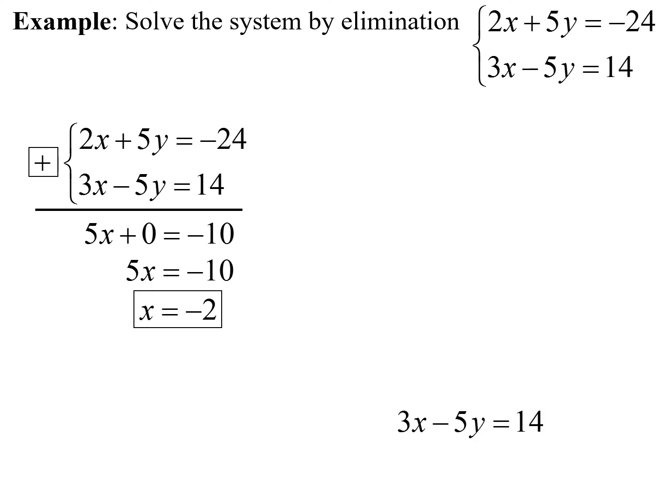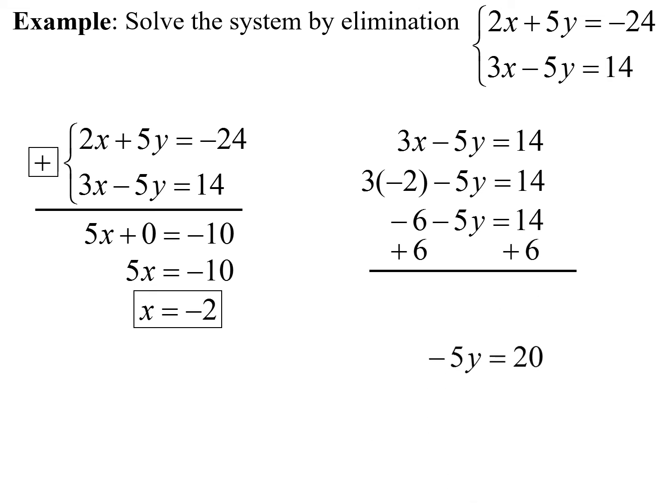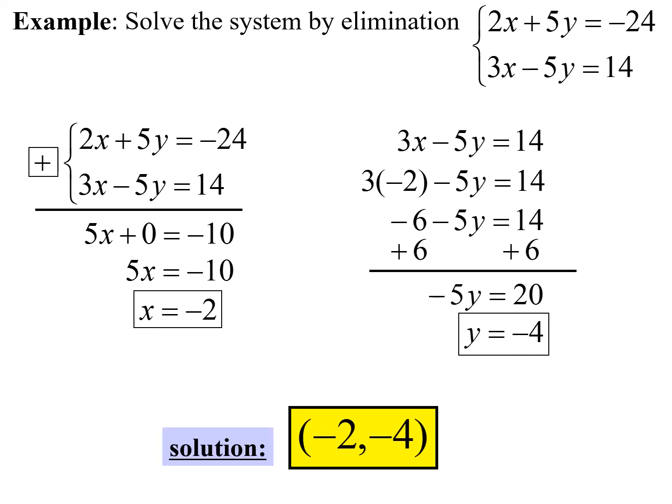Now I need to find the y value of my solution. So I'm going to take one of the equations, 3x minus 5y equals 14, and I'm going to plug in my x value for x. So I'm going to plug in negative 2. We get 3 times negative 2 minus 5y equals 14. 3 times negative 2 is negative 6 minus 5y equals 14. We want to get y by itself, so we're going to add 6 to both sides. We get negative 5y equals 20, divide both sides by negative 5, and I get y is equal to negative 4. So the x value of my solution is negative 2, the y value of my solution is negative 4.